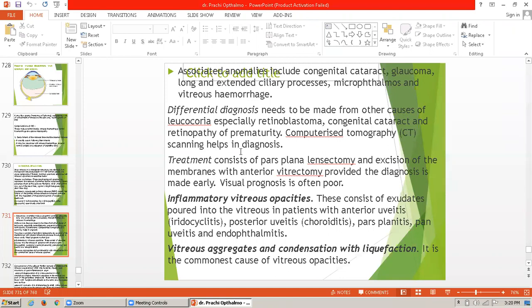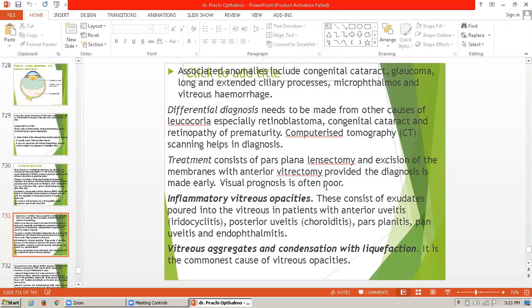CT scan, the full form is computerized tomography, remember. Then treatment consists of pars plana lensectomy and excision of the membrane with anterior vitrectomy, provided the diagnosis is made early, and visual prognosis is often poor.